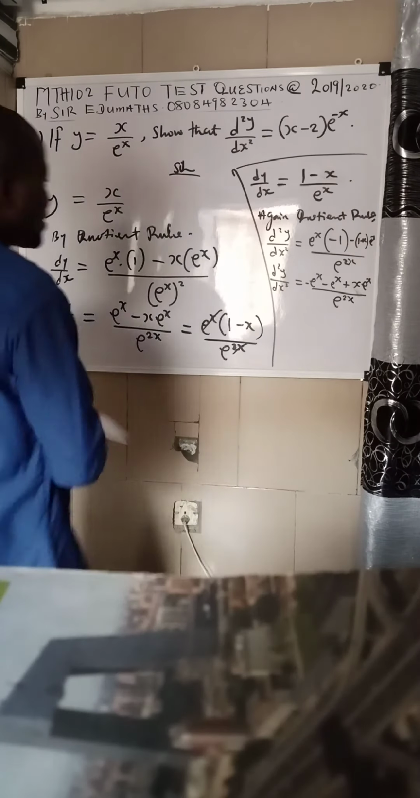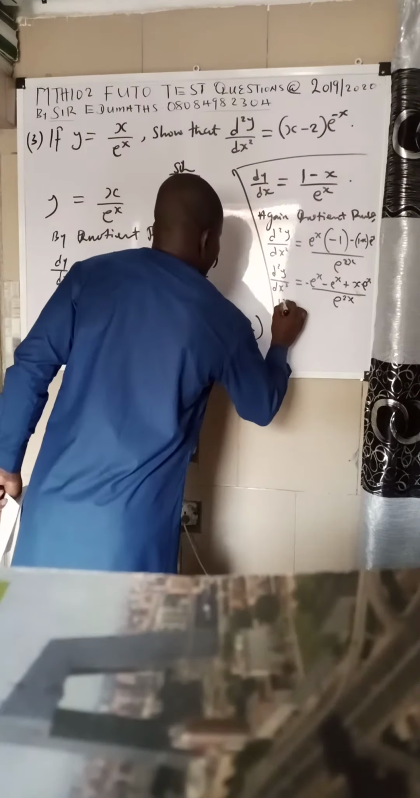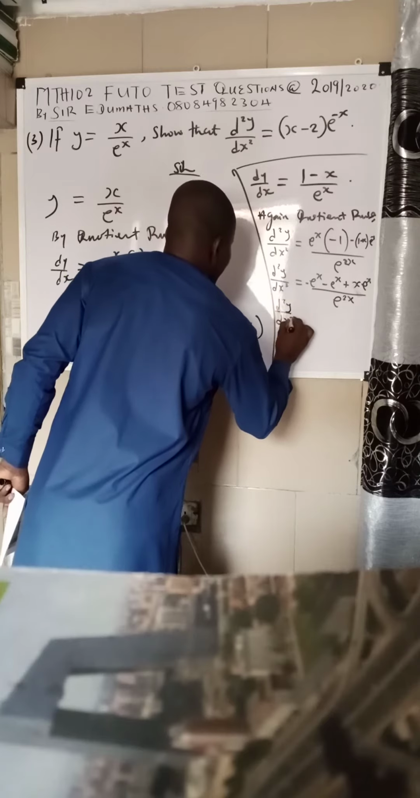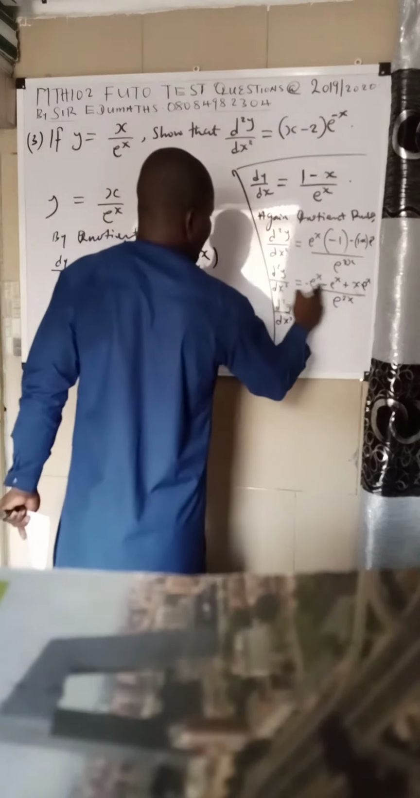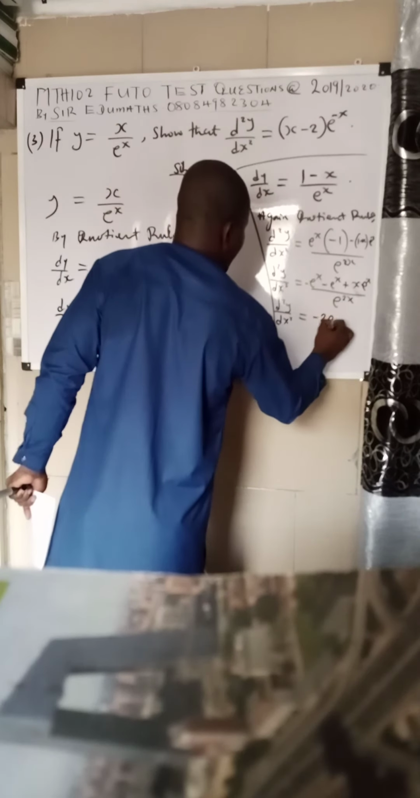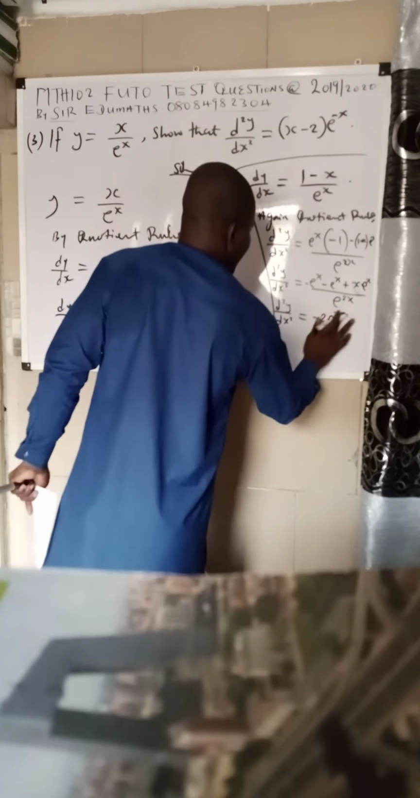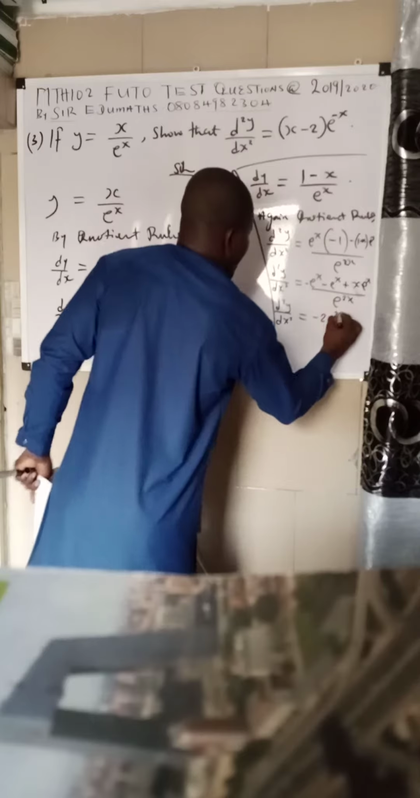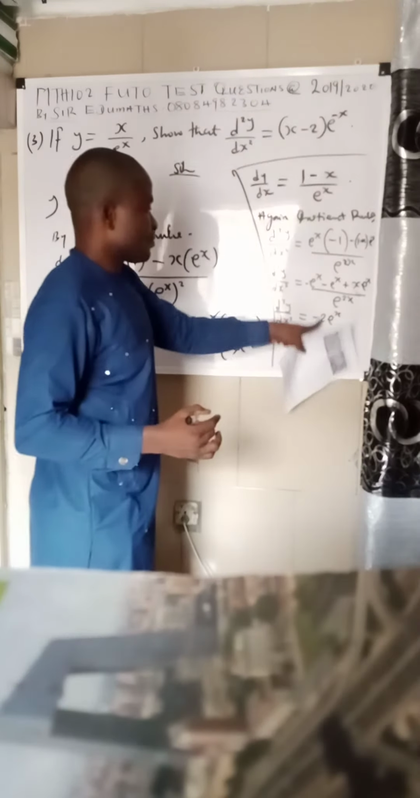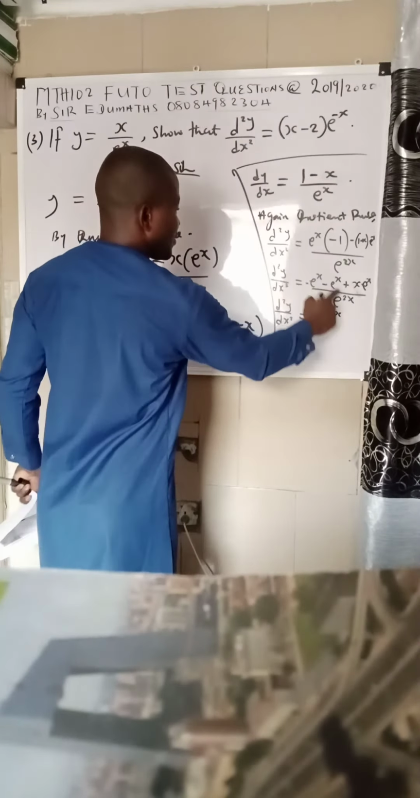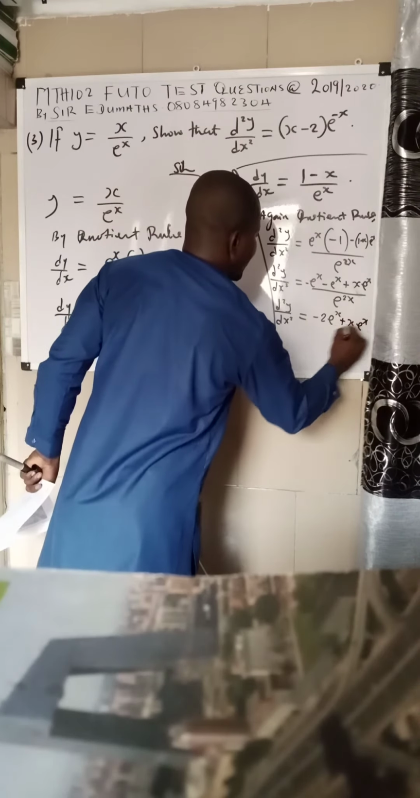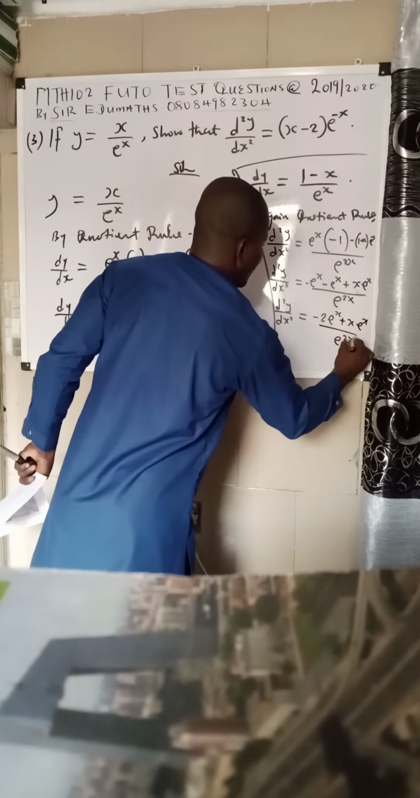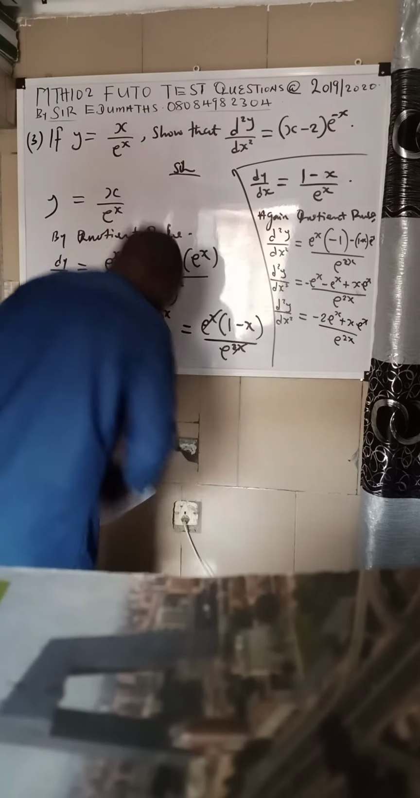So from here we have that d2y/dx2 is equal to, what can we factor? This and this will give us minus 2 exponential x. This minus 2 exponential x plus x exponential x all over exponential 2x. Okay, so let us factor out exponential x.